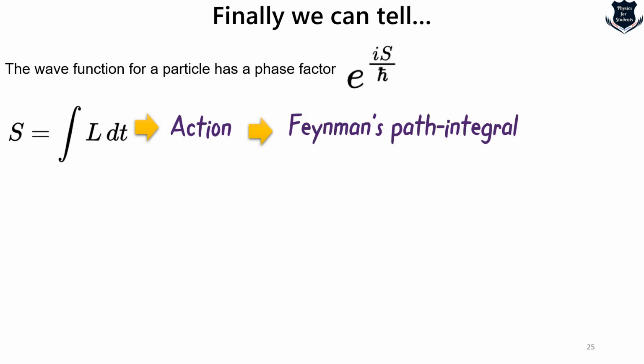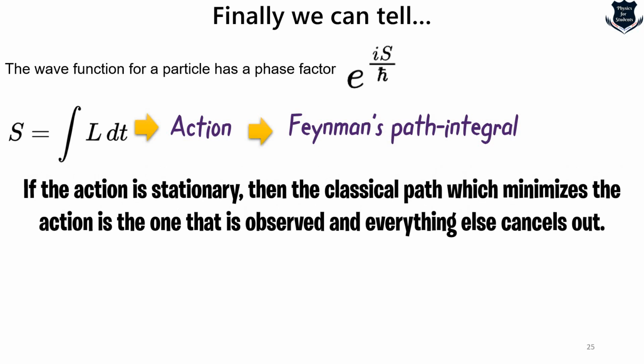I just showed you that we cannot calculate one path, but we have to take all the factors together, and this was formulated by Richard P. Feynman, who got the Nobel Prize in physics for it, and is called Feynman's path integral. So here it is. If the action is stationary, remember, then the classical path which minimizes the action is the one observed and everything else cancels out.